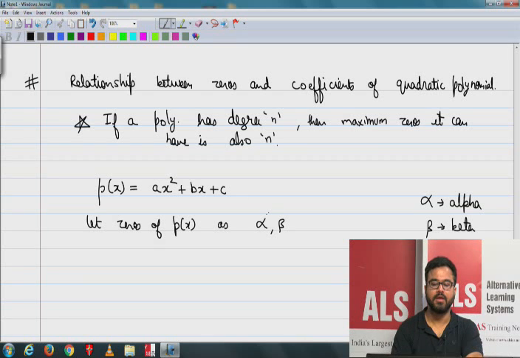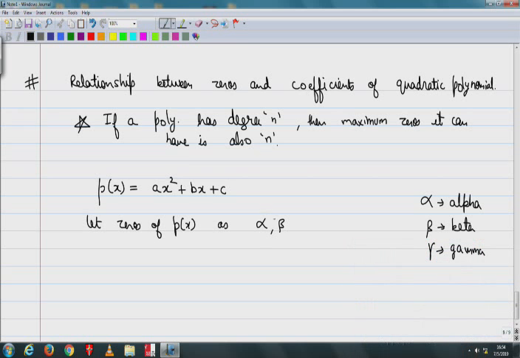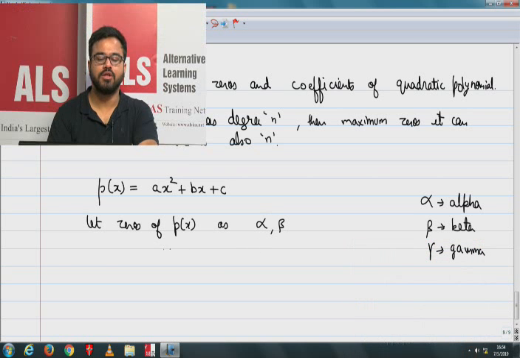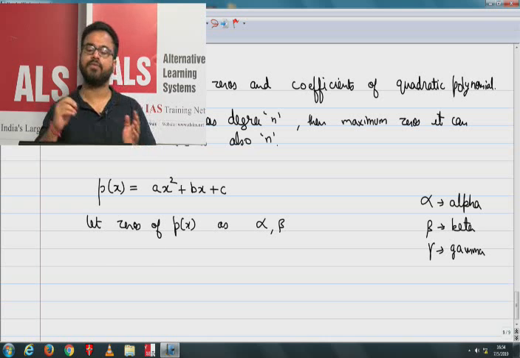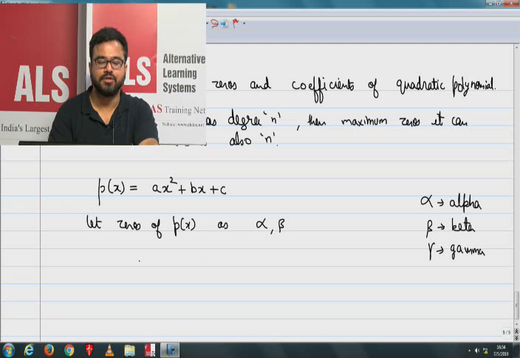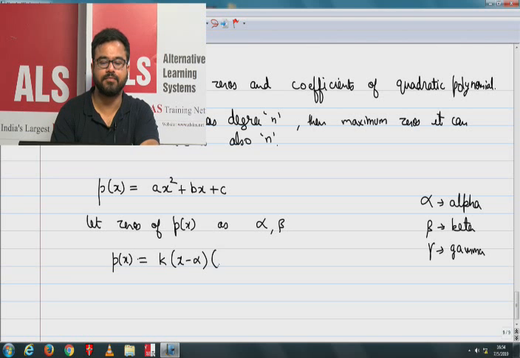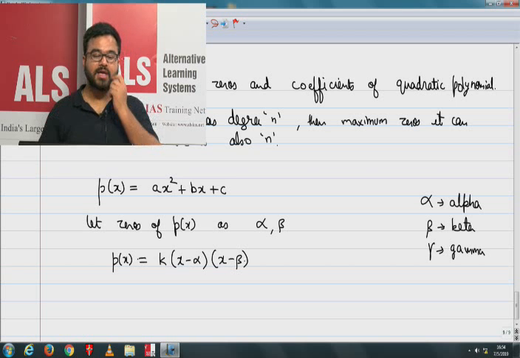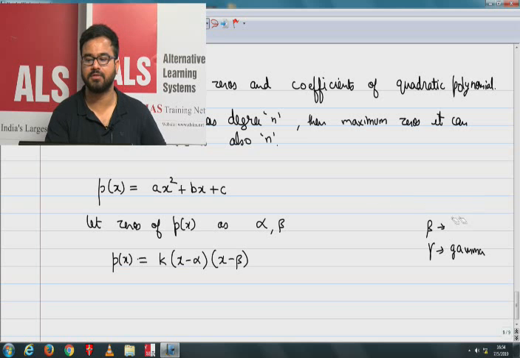Now, if alpha and beta are the zeros of this quadratic polynomial, we can factorize it, and when we factorize it we will get alpha and beta. So we can write like this: p of x is equal to k times (x minus alpha) into (x minus beta). Why have we written it in this form? You can see, we can take an example also.